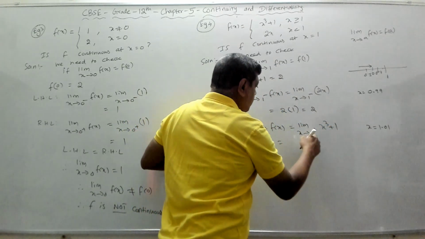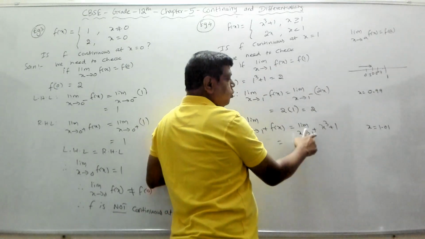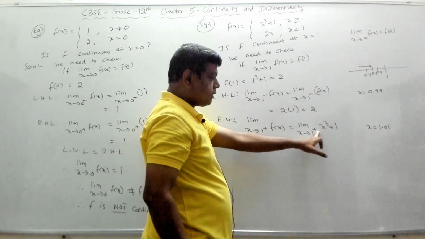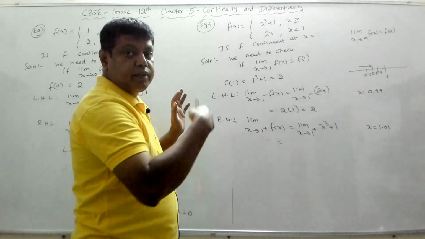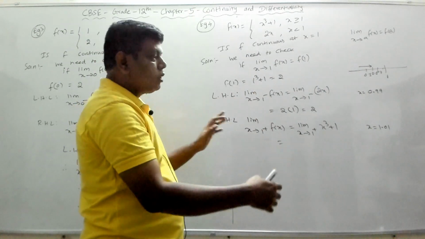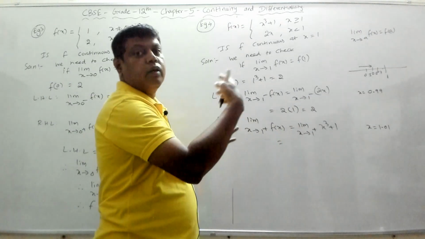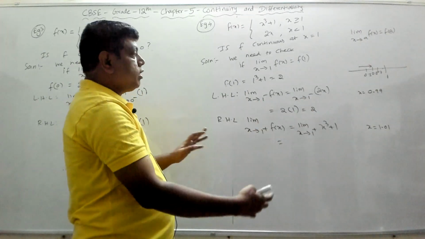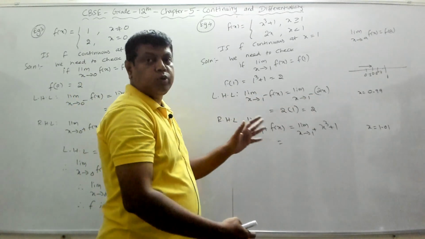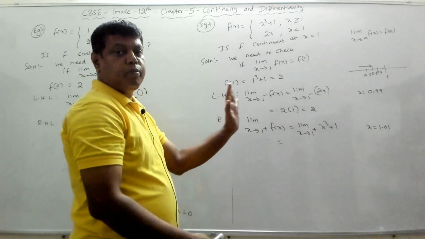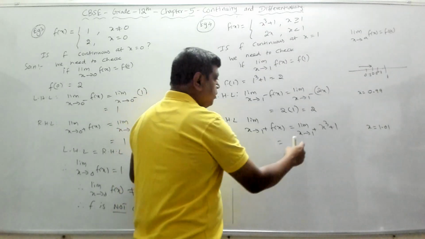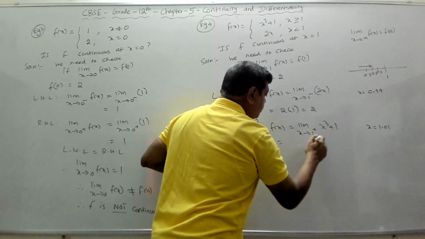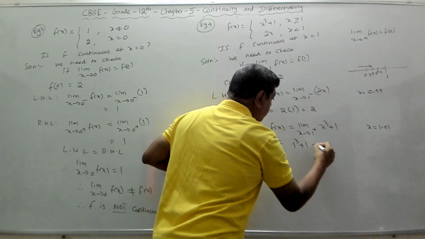Now we should substitute the limit. In the place of x, we should put 1. Don't worry about this plus. This plus says that your x is approaching 1 through the right side of 1. Minus says your x is approaching 1 through the left side of 1. Left side of 1 means lesser than 1, right side of 1 means greater than 1. So now we substitute x equal to 1 here, and you will get 1 cube plus 1, which is 2.